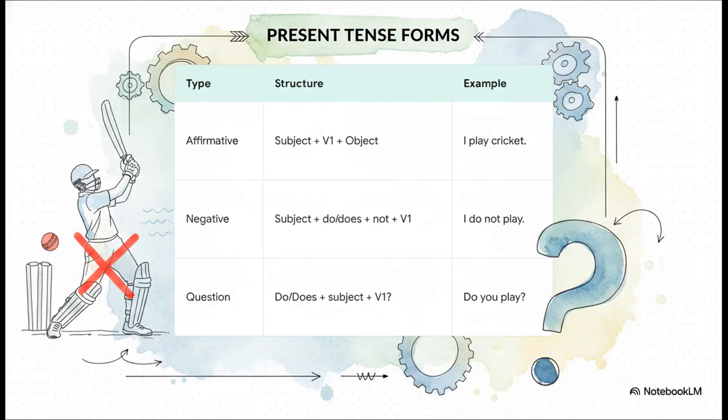So the structure here is actually super simple. For a positive or affirmative sentence, it's just the subject, the basic form of the verb, which some people call V1, and then the object, I play cricket. Easy, right? To make it negative, you just pop in do not. And to ask a question, you just start the whole thing with do. It's a really clean and consistent pattern.